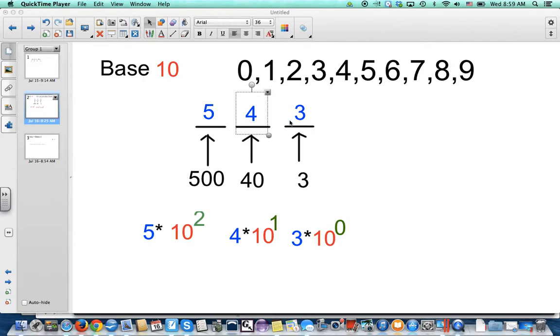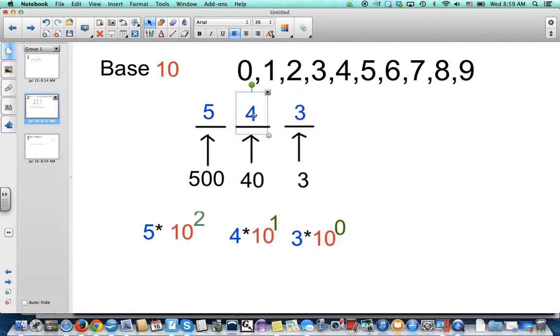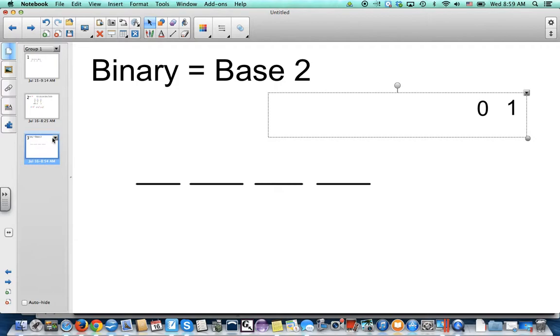Now I chose these three digits, 5, 4, and 3. But what would have happened if I would have chosen a 0 instead of the 4? Then what happens? Well, we call that number simply 503. It's like this middle digit is turned off. That's because 0 times 10 to the 1 is just 0. It's not there. So you have 503. Let's move on to binary now.